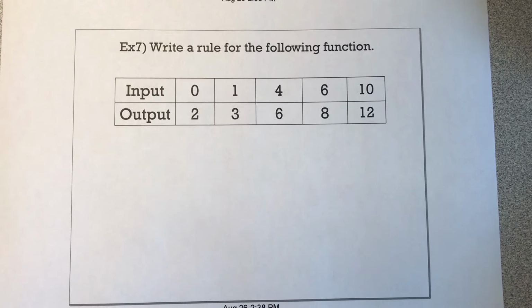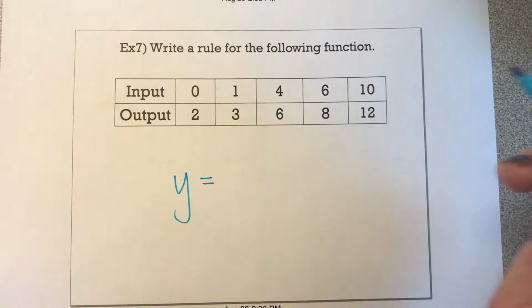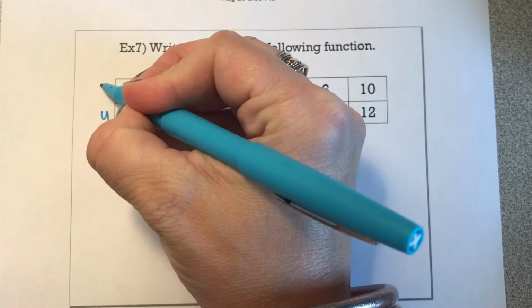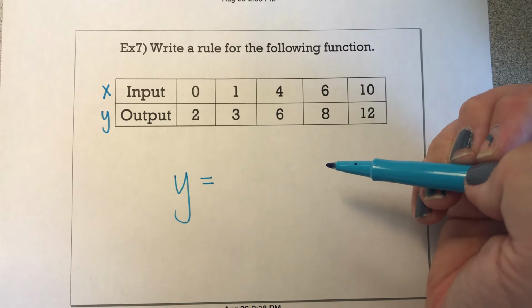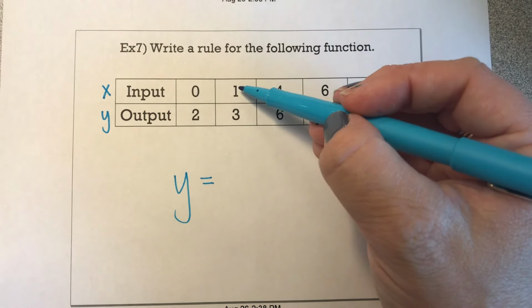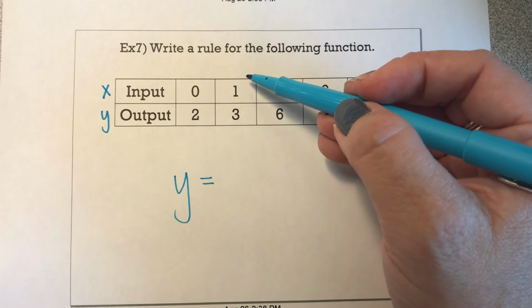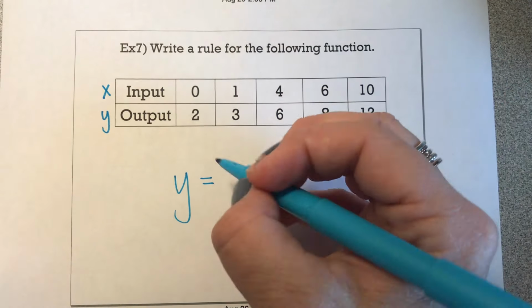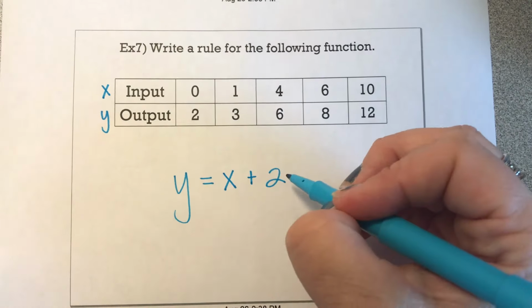So down here, it says write a rule for the following function. Okay, so let's look at it. So it's going to be y equals. So when we're relating our y to our x, this is y, this is x. So if x is 0, how do I go from 0 to 2? I added 2. How do I go from 1 to 3? I added 2. How do I go from 4 to 6? I added 2. So it's whatever my x value is, and then I'm adding 2. So y equals x plus 2.